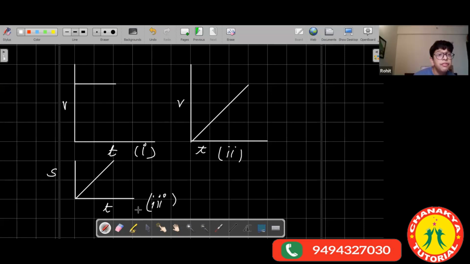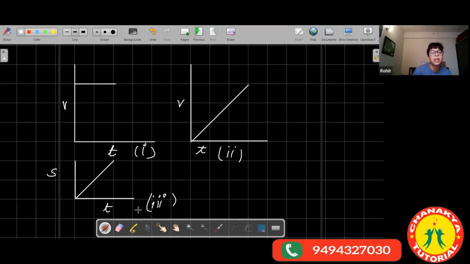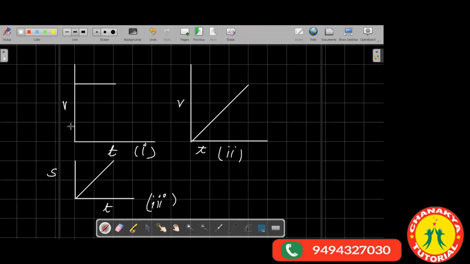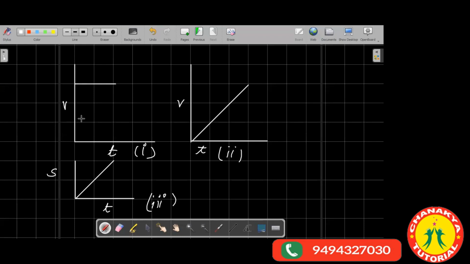The second, first, sir. The third one. Which of the given graphs? See, here you have both graph 1 and 3. Both graph 1 and 3 represent uniform motion.